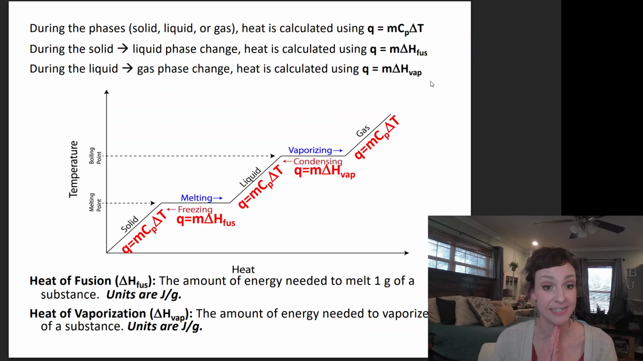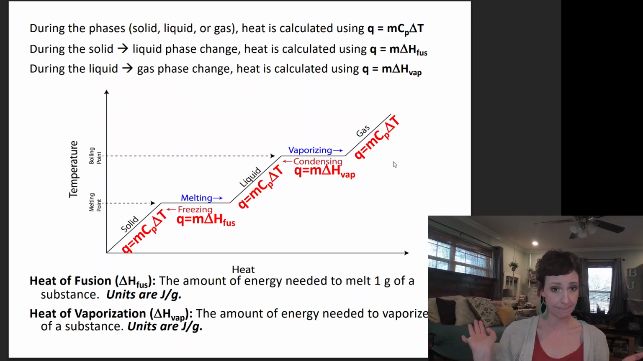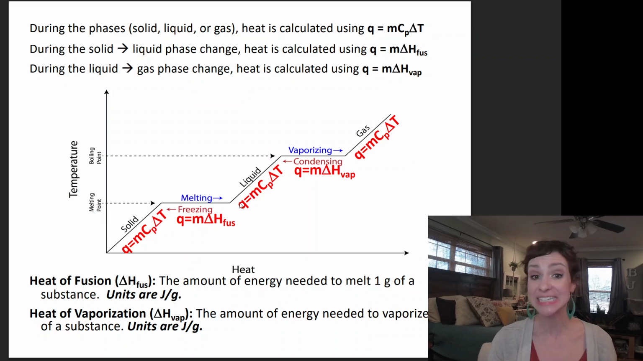During the phases, meaning during a solid phase, during a liquid phase, or during a gas phase, I just use my Q equals mcΔT, okay? But during the solid to liquid transition, meaning the melting and freezing part, I use Q is equal to m ΔH fusion. Okay, I'm going to get to that here in a second.